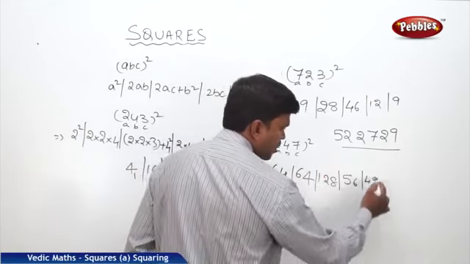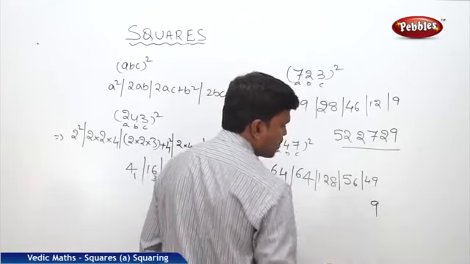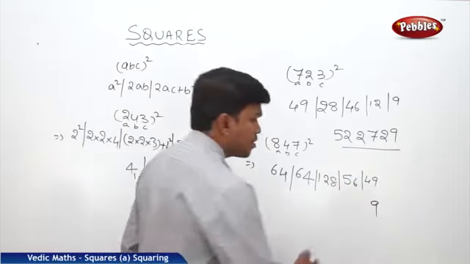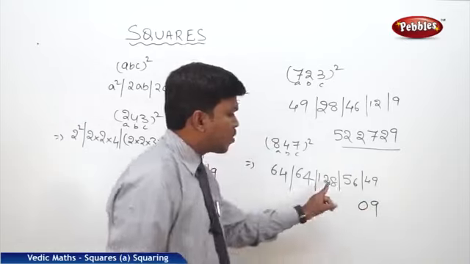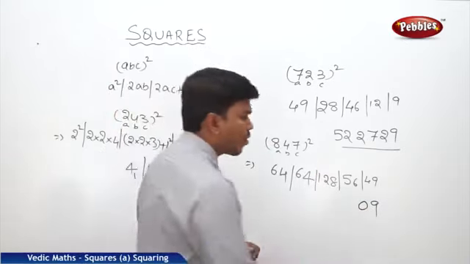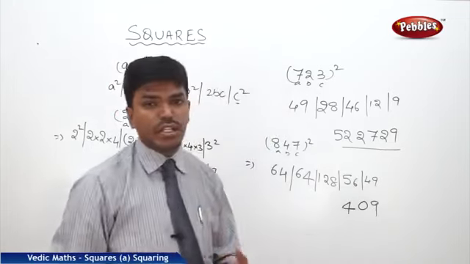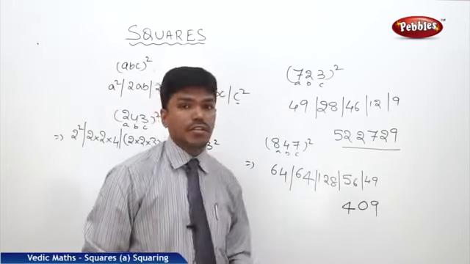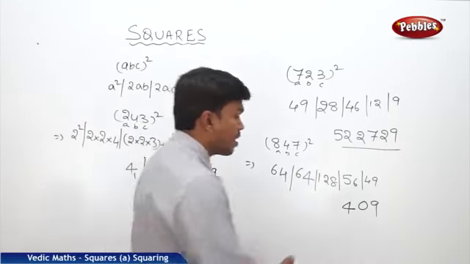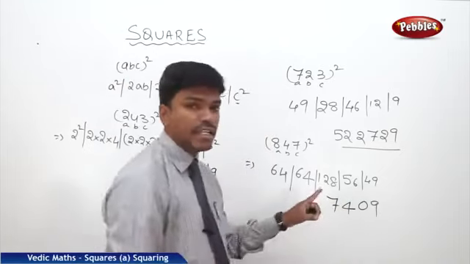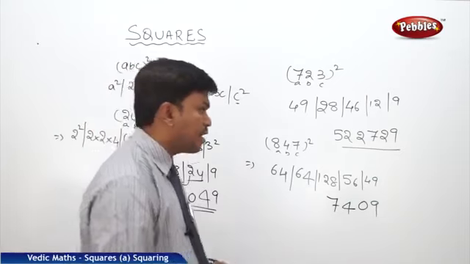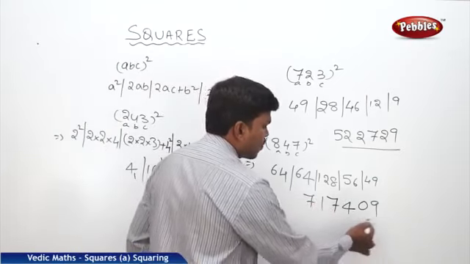Now you need to balance this one. Start from the right side balancing. Drop 9, carry in the 10's place. 56 plus 4 is how much? 60. In 60, what I need to drop? 0 and carry 6 to the next number. 128 plus 6, 134. In 134, what I need to drop? 4 and carry 13 to the next number. 64 plus 13. So 64 plus 13 is how much? 77. In 77, I need to drop 7 and carry 7. 64 plus 7. So what is 64 plus 7? 71. So finally, what is the answer?